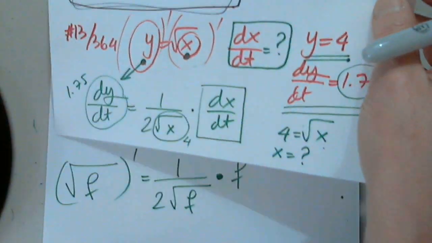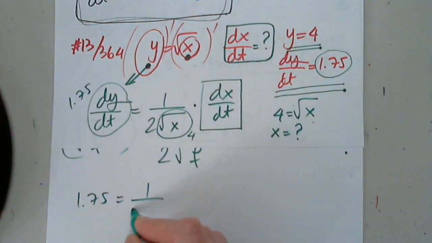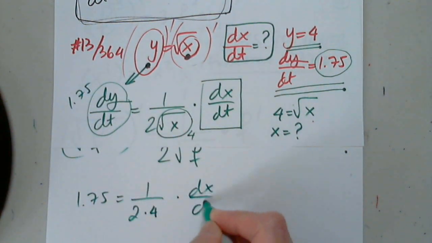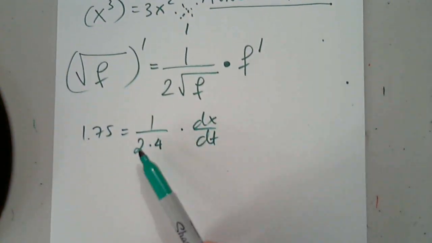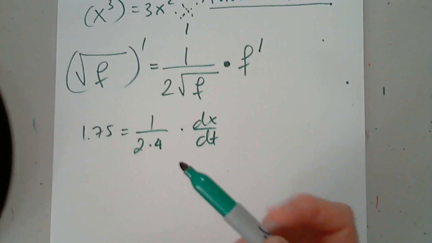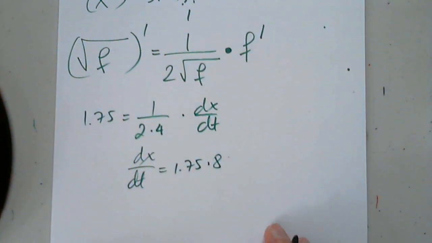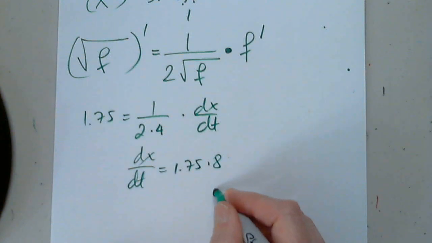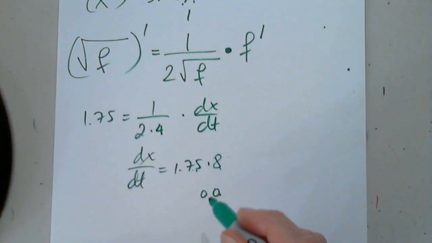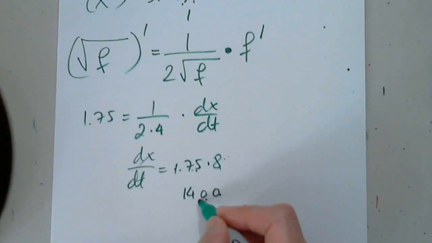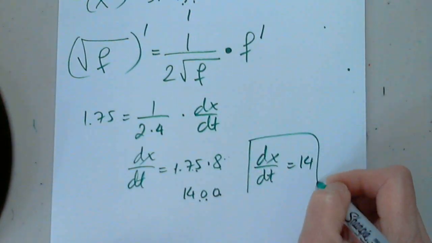So let's write the equation one more time. So 1.75 equals 1 over 2 times 4 times dx over dt. And we are after dx over dt. So we multiply both sides by 8. So then dx over dt equals 1.75 times 8. How much is this? I think it's 14. Correct me if I'm wrong. Is dx over dt 14? If it is, fine. If not, please correct me.